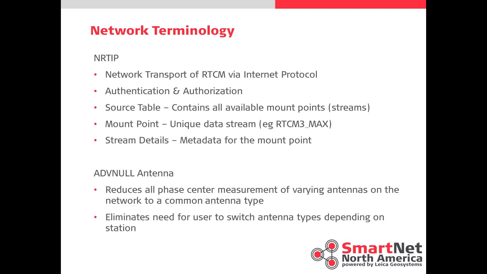We broadcast only the ADV null antenna type. This allows all the phase center measurements to be reduced to a common antenna type, and it removes you from having to switch antenna types depending on the station. So what happens on the network side is we know what type of antennas we have at each one of our individual locations, and then in the processing, before we broadcast out, instead of from phase center to phase center, which would be typical in RTK, we broadcast from basically the ARP, so it reduces from the phase center to the ARP, and then the broadcast is made and the measurements made from ARP to phase center of the rover antenna.